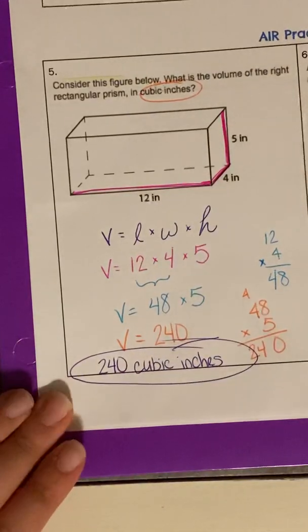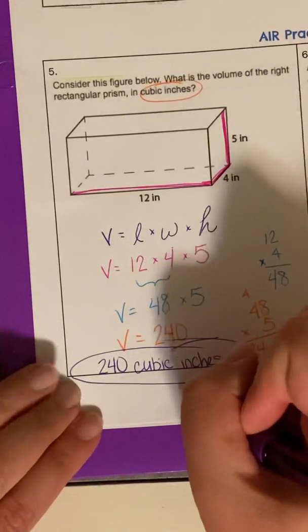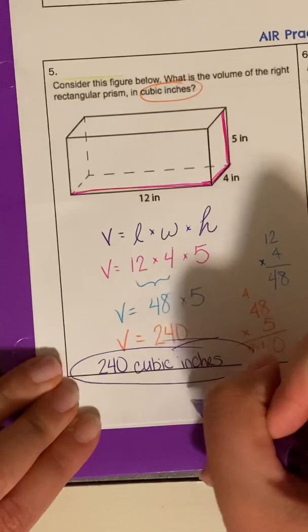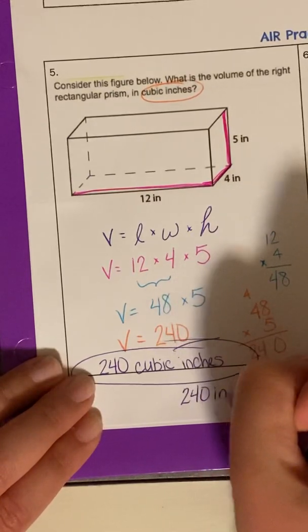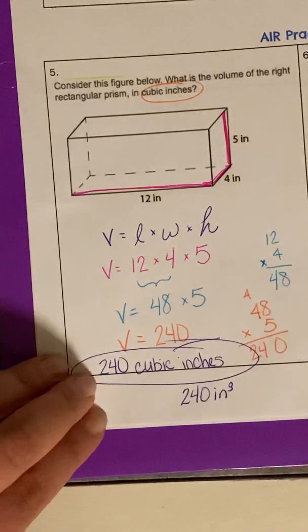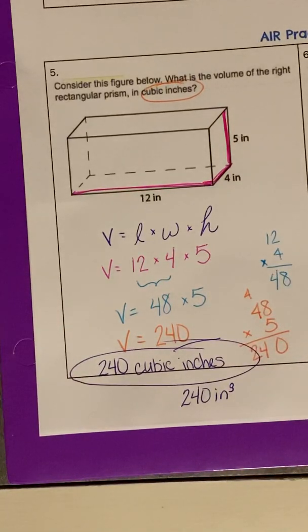Awesome. It also can be written like this, but you may not know how to do that on the doc, and that's absolutely fine. Do not worry about it. 240 inches cubed, same thing as cubic inches, just a different wording.